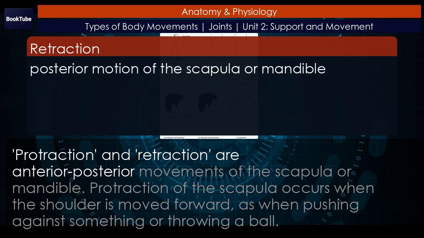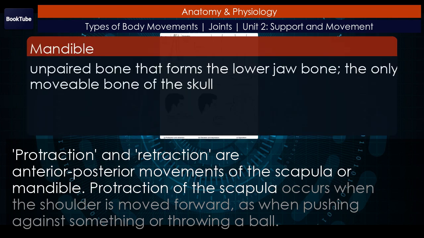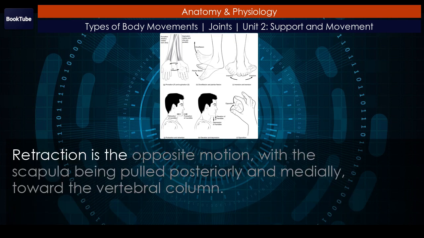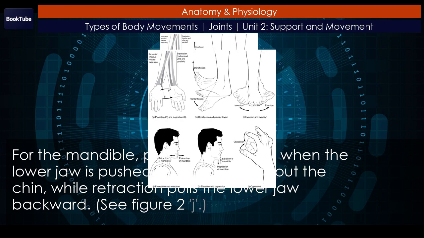Protraction and retraction are anterior-posterior movements of the scapula or mandible. Protraction of the scapula occurs when the shoulder is moved forward, as when pushing against something or throwing a ball. Retraction is the opposite motion, with the scapula being pulled posteriorly and medially toward the vertebral column. For the mandible, protraction occurs when the lower jaw is pushed forward to stick out the chin, while retraction pulls the lower jaw backward. See Figure 2, J.